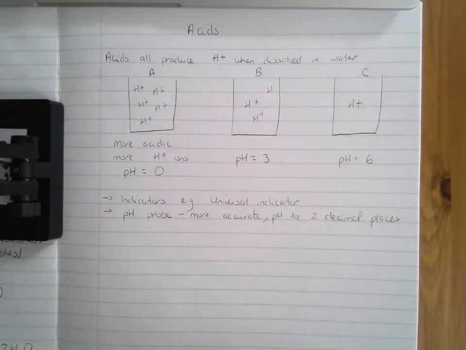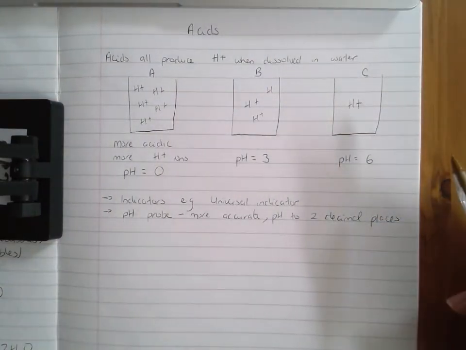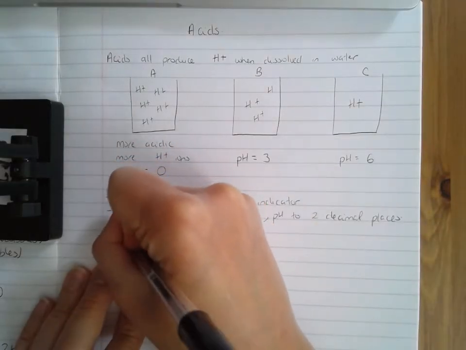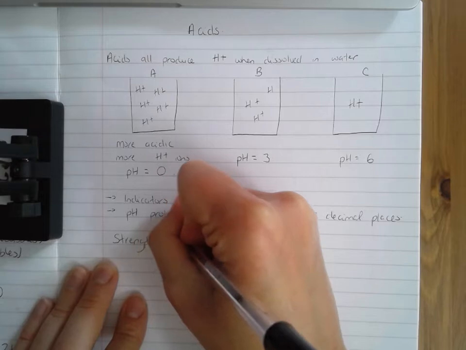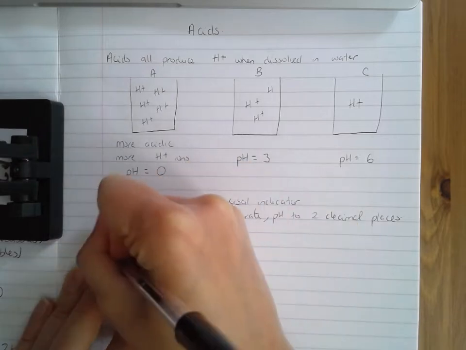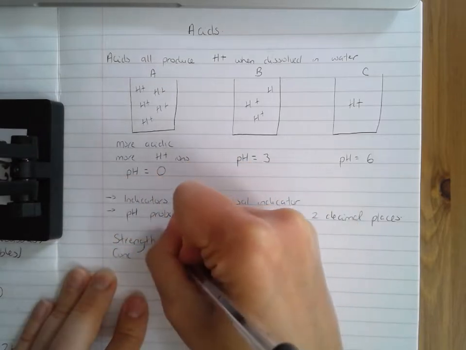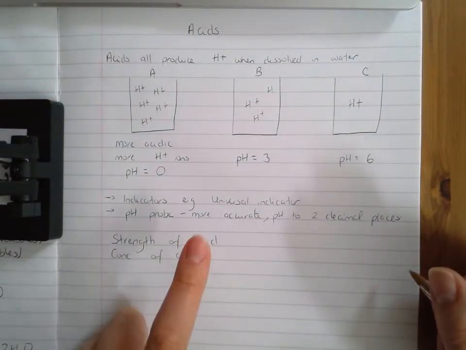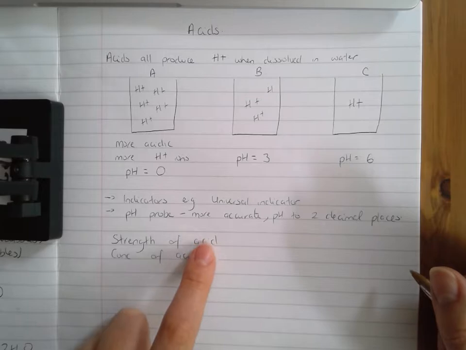There are 2 main factors that will affect how much H+ an acid has. They are the strength of the acid and the concentration of the acid. When we're talking about strength, we are talking about the dissociation of the acid.